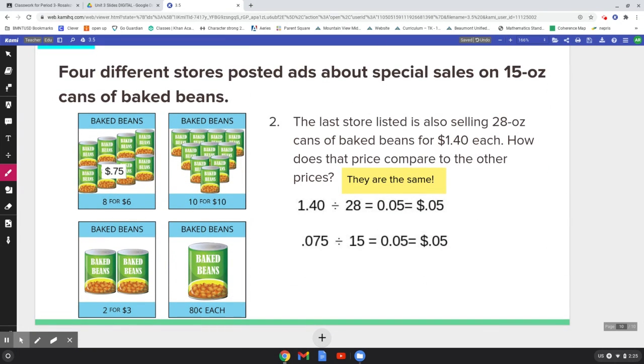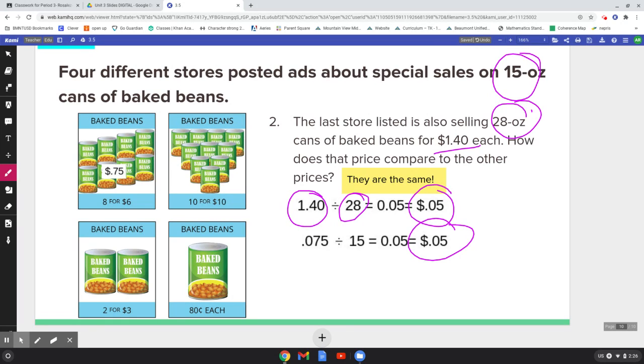All right. And then now they have a new store, right? So now the original was a 15-ounce can, but this store is selling a 28-ounce can, and they're selling it for $1.40 each. How does the price compare? So remember, above, we have the 75 cents divided by the 15, and we get the 5 cents. And then if you do their new scenario, you would do $1.40 divided by the 28 ounce, and you would get 5 cents.